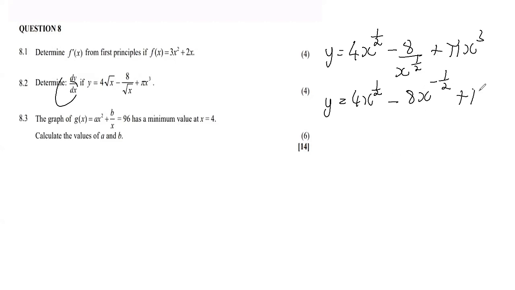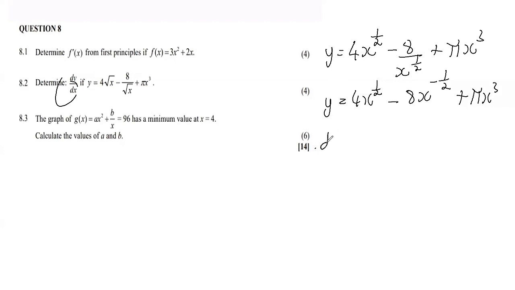Then plus pi x cubed. Now the pi here is the same as having the 4, the 8, or whatever number there. The pi there is simply just a coefficient, right? Then at this point, we can say that our equation is prepared for derivation.